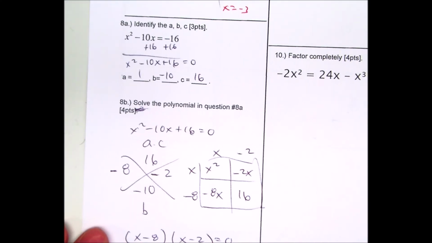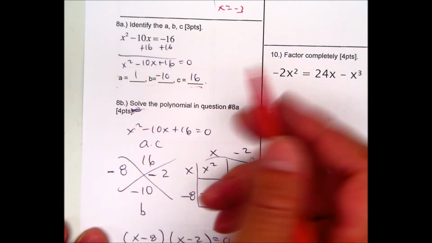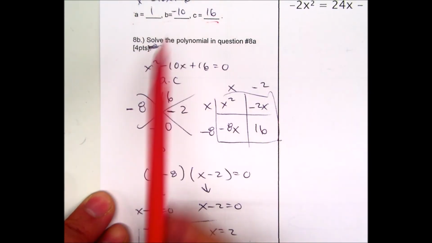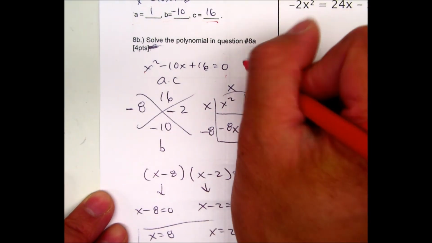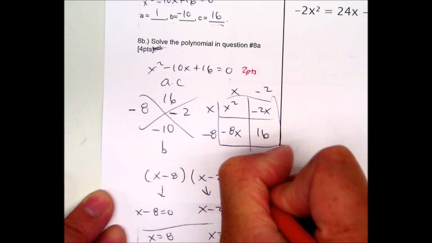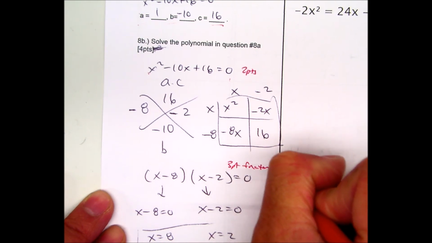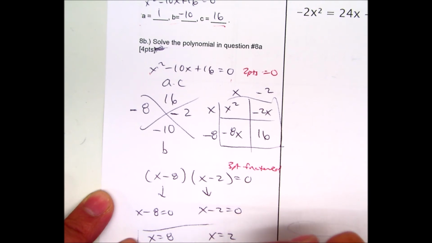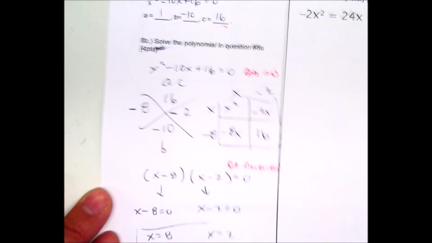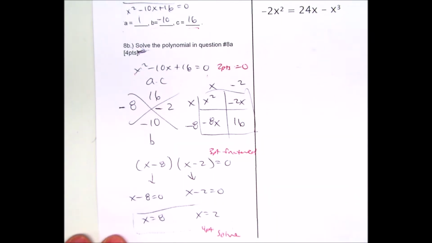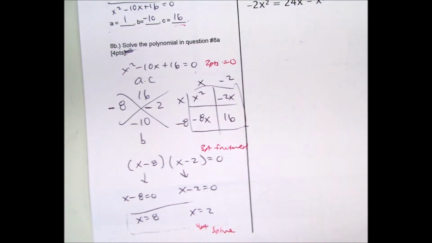For question 8a, each of those 1 point. Assuming you got the top part correct, you have it set equal to 0, 2 points. Third point that you factored it. And then the fourth point is you solved it. So you'll notice I'm giving you guys partial credit. That's why you want to show lots of work. Question number 9. Okay.